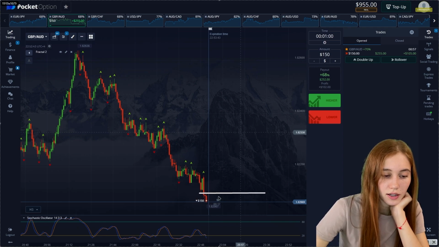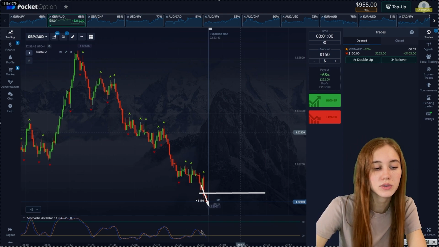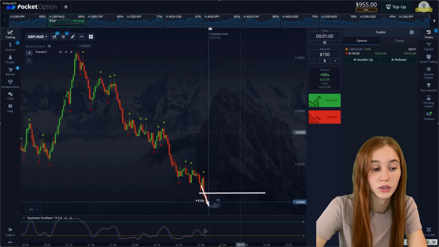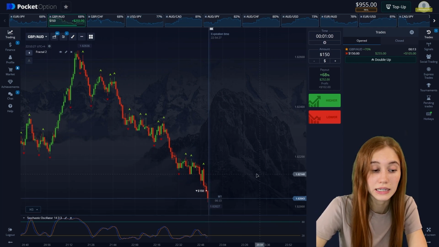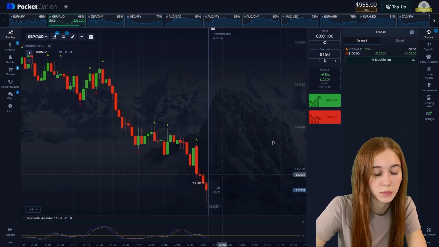Let's look at the stochastic. It shows red prevails over blue. We also started to go below the 20 value zone. That also shows a decline in the trend. Let's see, we see that there's indeed a strong drawdown, the chart going down.